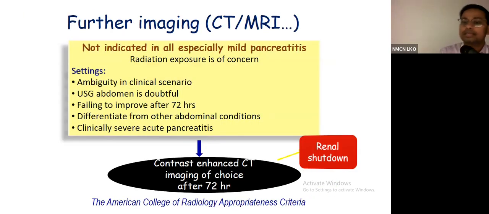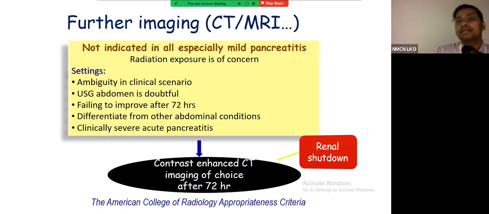Do we require CT in all? The answer is no, especially in acute pancreatitis within the first 3 to 5 days. It is not indicated especially in mild pancreatitis, and radiation exposure is a concern. In which settings do we have to do a CT abdomen? When there is ambiguity of clinical syndrome, or very small children who are not able to give a proper history of the pain or localize the abdominal pain.